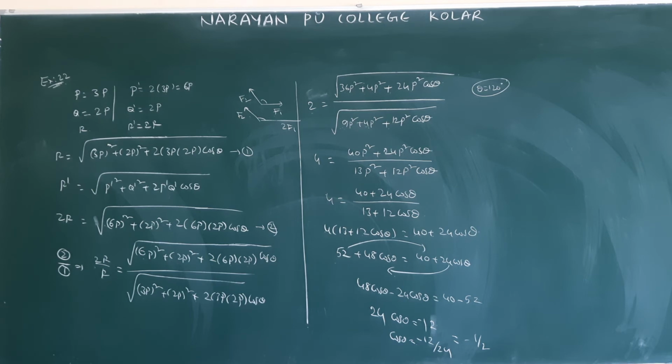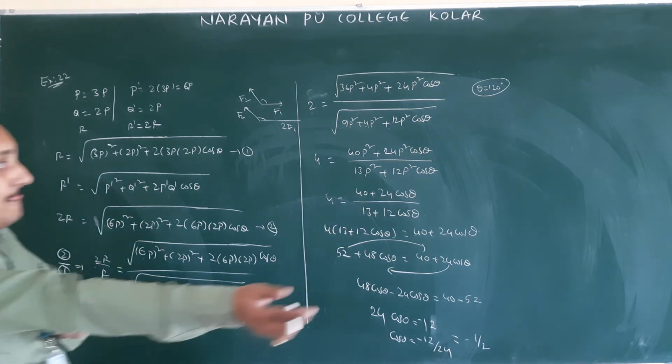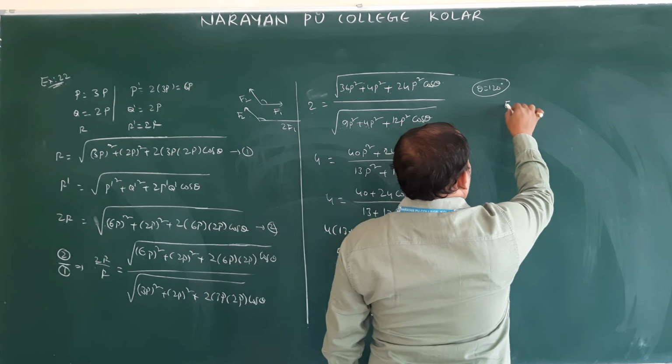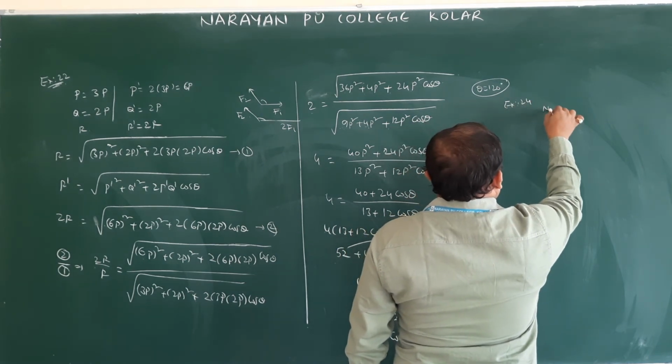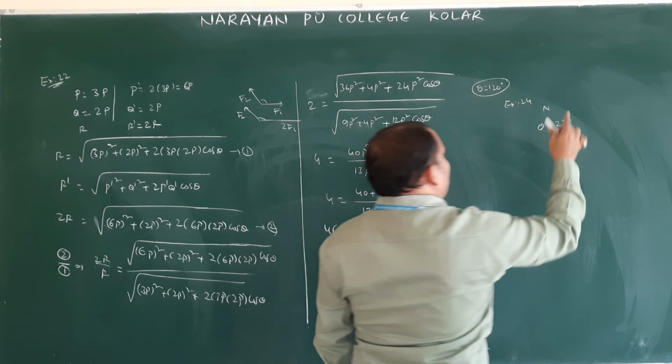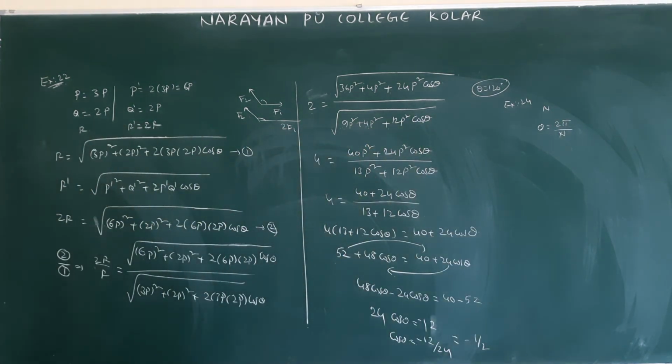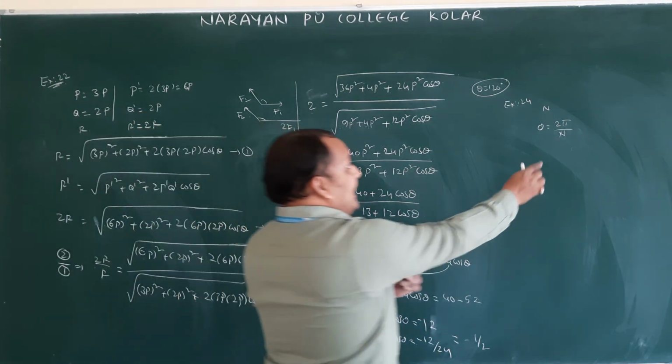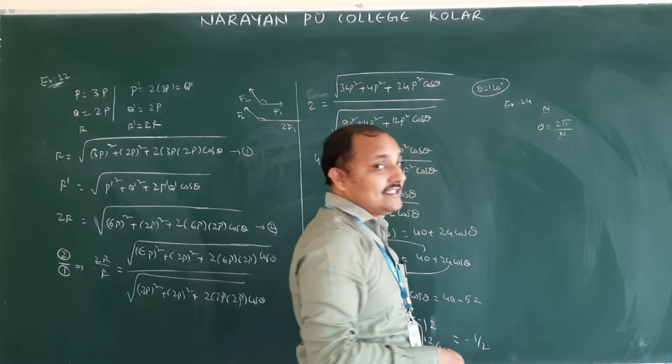A very, very important question. If n vectors of equal magnitude are acting through a point and the angle between the adjacent vectors is 2 pi by capital N, find the resultant. So example 24: n vectors are acting, and the adjacent vectors' angle is 2 pi by N. Theta is 2 pi by N. Find the resultant.